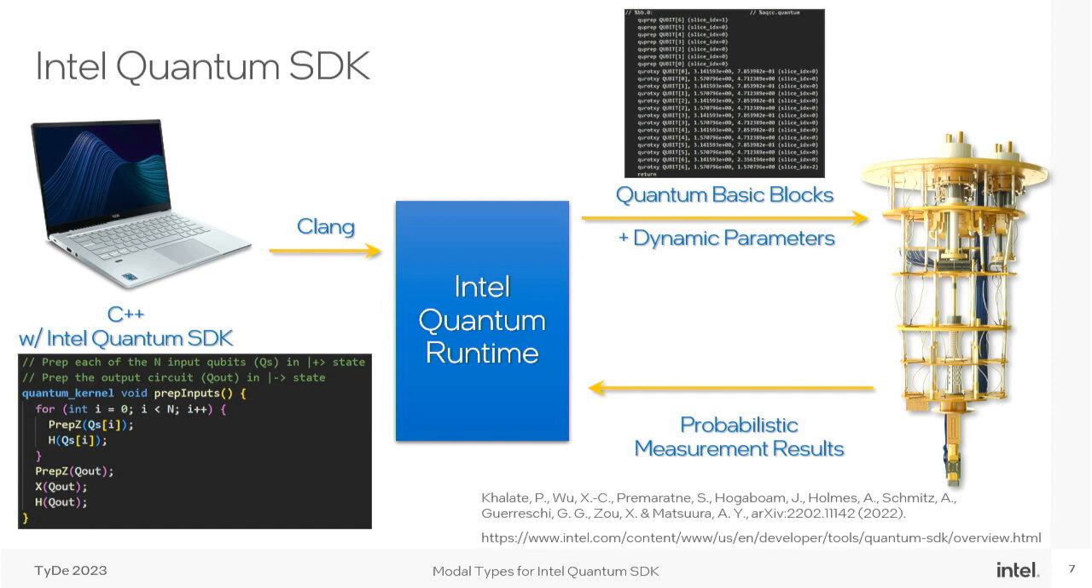These quantum kernels are compiled to an extension of LLVM with special quantum basic blocks. And the quantum basic blocks are the equivalent of a single quantum circuit, like we saw on the last slide. There's then a runtime system that dynamically dispatches those blocks, gets back measurement results, dispatches new blocks potentially, and so on.